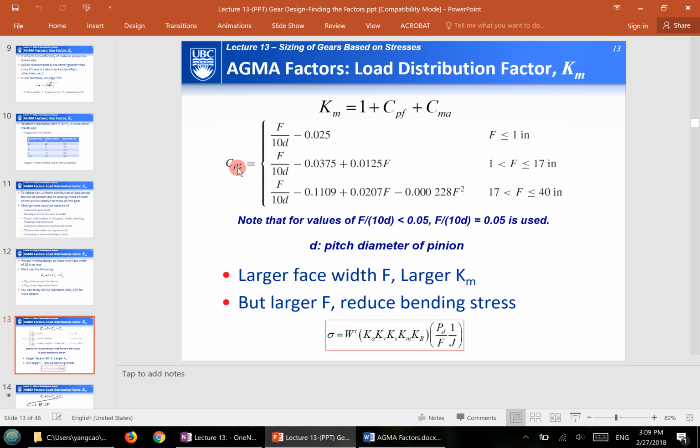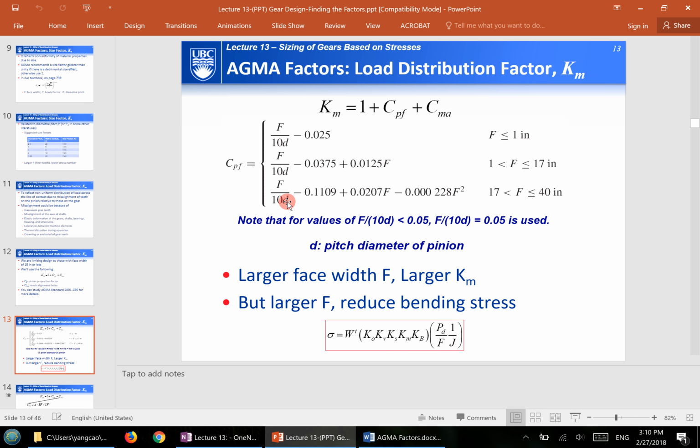So here's the CPF. You have F, the face width. For different face widths, you use the formula accordingly. But inside this formula there is a small d, and you have to be careful: that d is always the pitch diameter of the pinion. Remember, we're calculating the stress for both the pinion and the gear. So when you calculate the Km, you're not going to change the d.